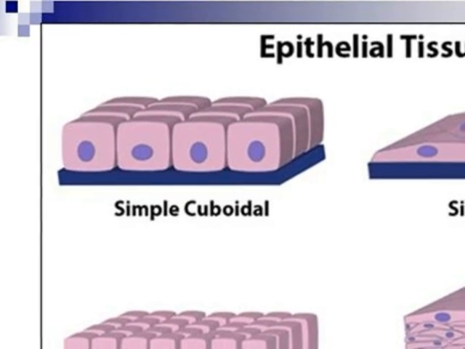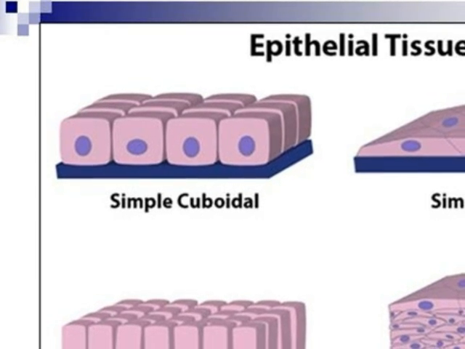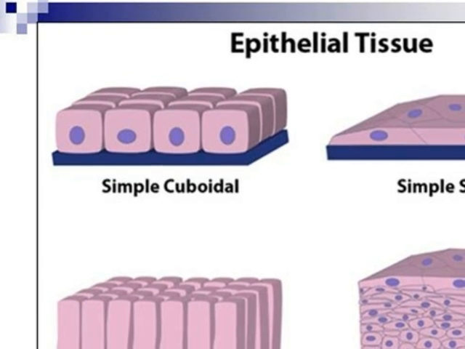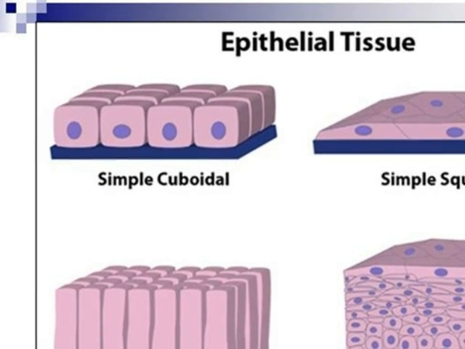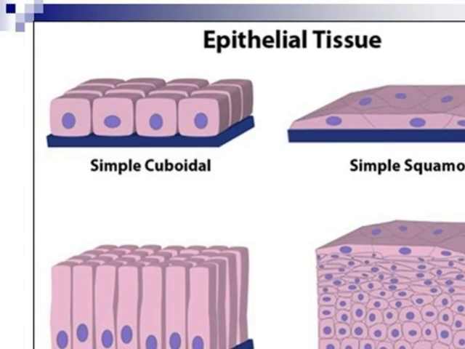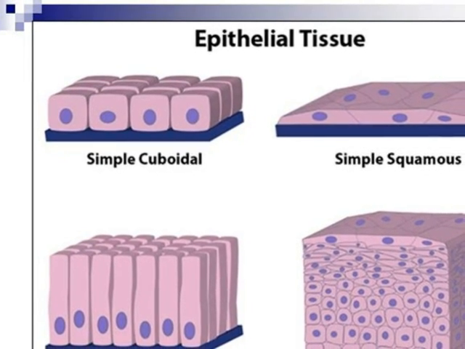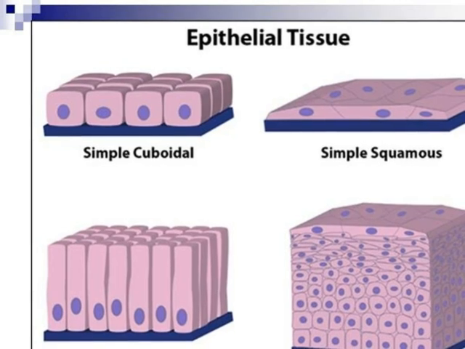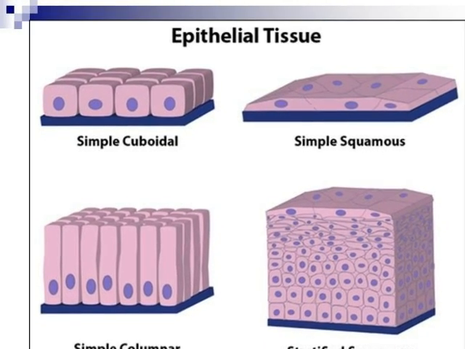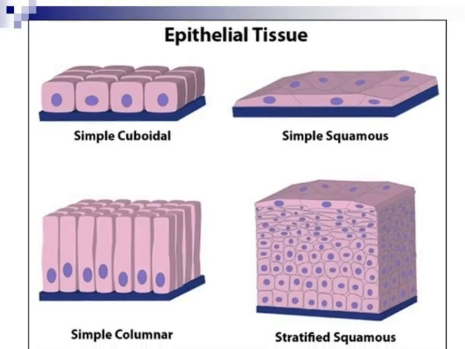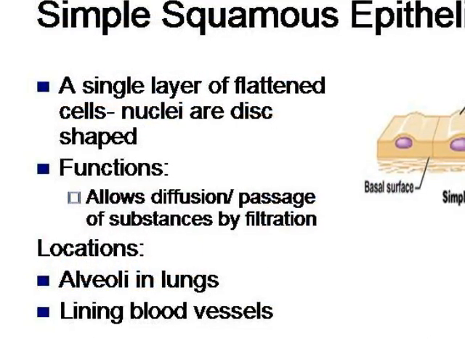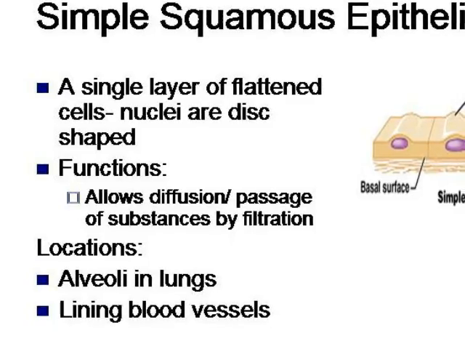In the simple cuboidal, notice that the dark purple nucleus of each cell are round, whereas in the simple squamous, the nuclei appear more oval or flattened shape. In the simple columnar, the nuclei are also oval shaped. This is going to help you later on when you have to identify the epithelial tissue in a microscope slide. We're now going to discuss the different types of epithelium that you find in the body.